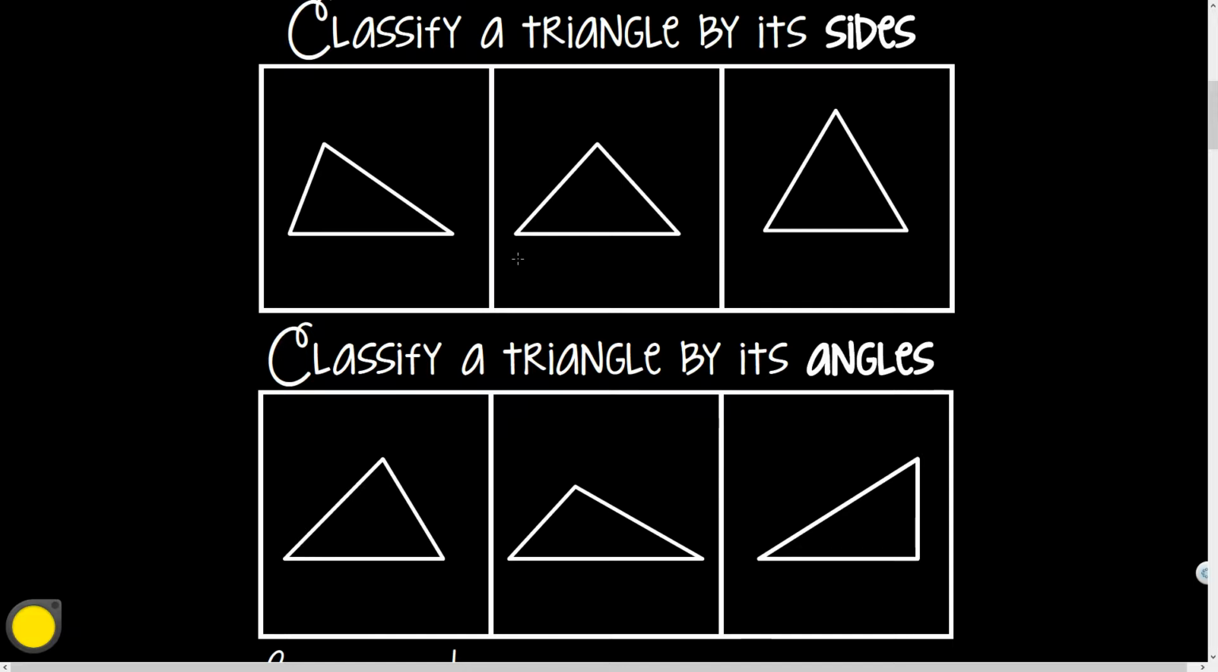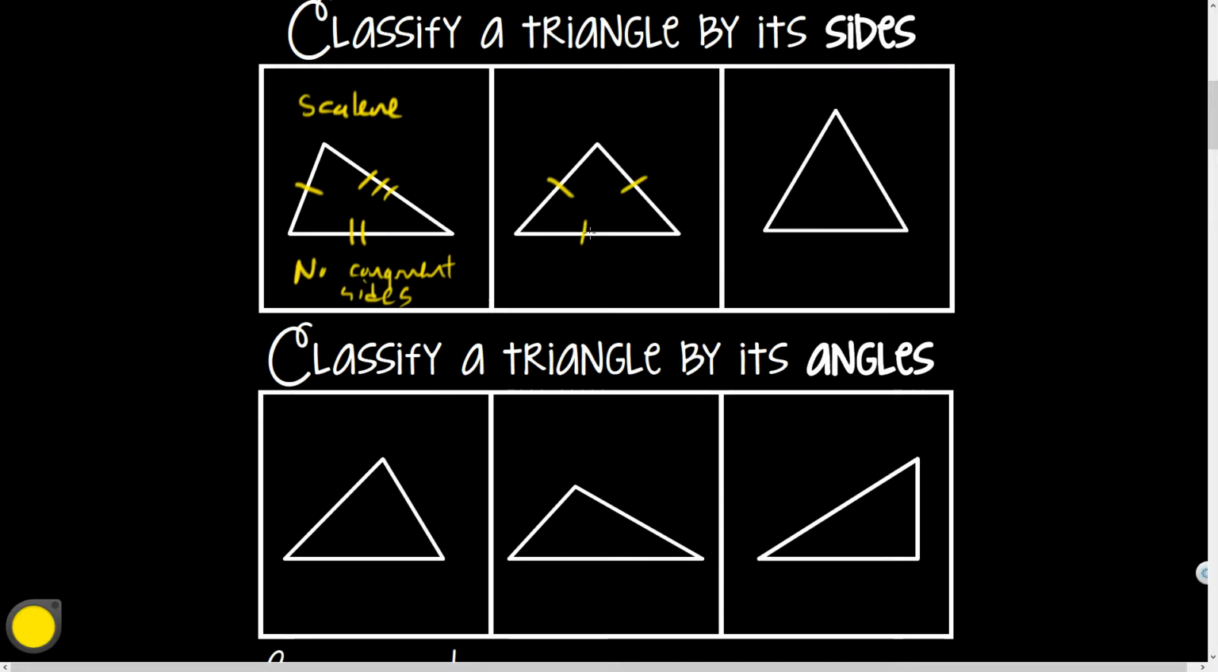All right, let's classify triangles by the number of sides. So let's say I've got this triangle here with 3 different side lengths. What would you call that? It's a type of triangle, but let's give it a classification. It has no congruent sides. Does anyone know the name of that kind of triangle? It's called a scalene triangle.